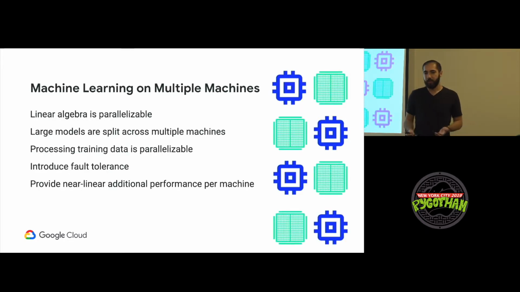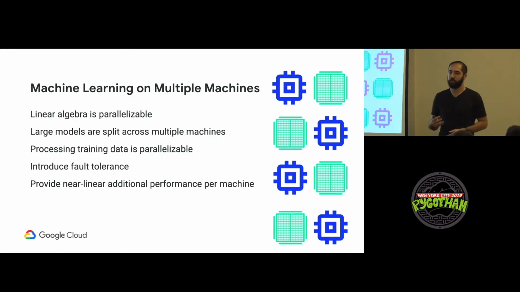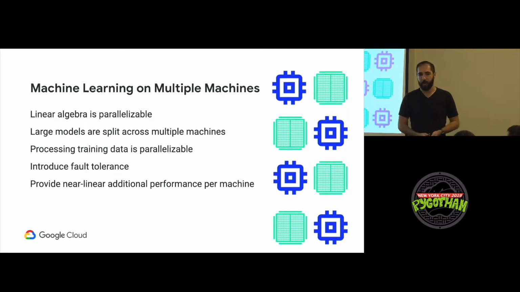But then if we move on to multiple machines, we're able to take advantage of the fact that things such as linear algebra are parallelizable. You can also take your large models and split them across multiple machines. You don't have to necessarily be confined to the one machine that you have, and you can leverage the new pieces of hardware that you're introducing.